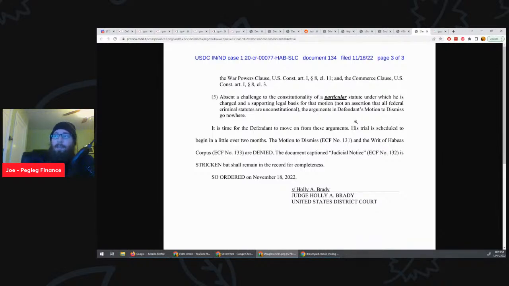It is time for the defendant to move on from these arguments. His trial is scheduled to begin in a little over 2 months. The motion to dismiss and the writ of habeas corpus are denied. The document captioned judicial notice is stricken, but shall remain in the record for completeness. So ordered on November 18th, 2022. Judge Holly A. Brady, United States District Court.